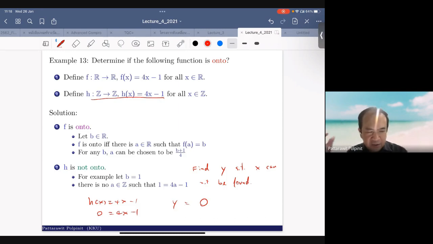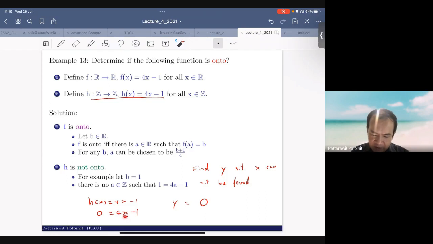What is the number that x can be such that when it's multiplied by 4 and minus 1, you get 0? And remember, x has to be an integer number. I don't think we can find it. Well, if x is not an integer number, you can probably find that x can be 1 over 4, right? But now x is forced to be an integer number.